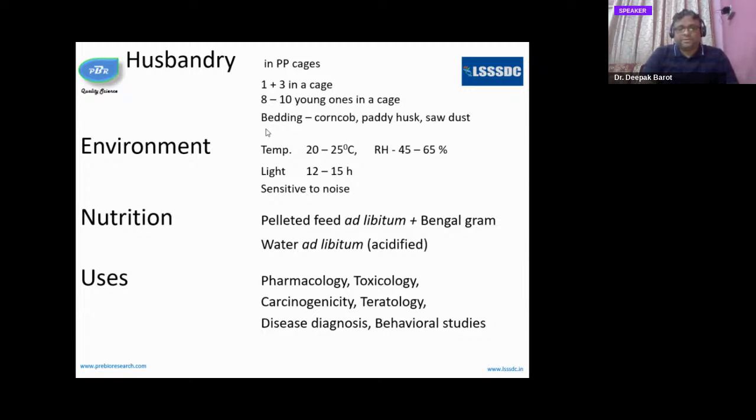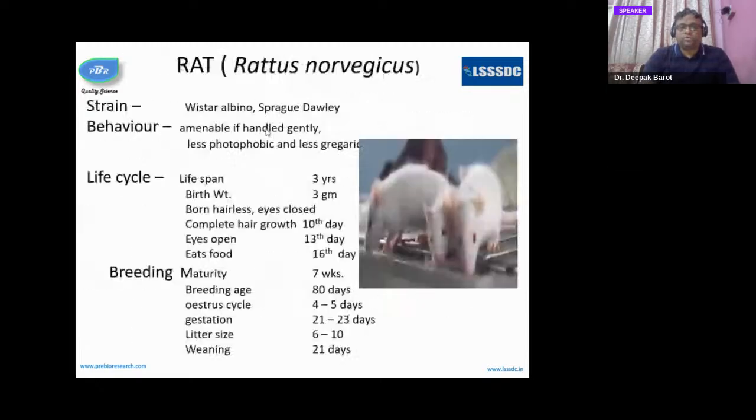So where do you use mice? For many of the pharmacological studies, for toxicology studies, for carcinogenicity studies, for teratogenicity, for disease diagnosis, and for behavioral studies, mice are the most preferred model under laboratory animals. Okay, so that's the usage of mouse.